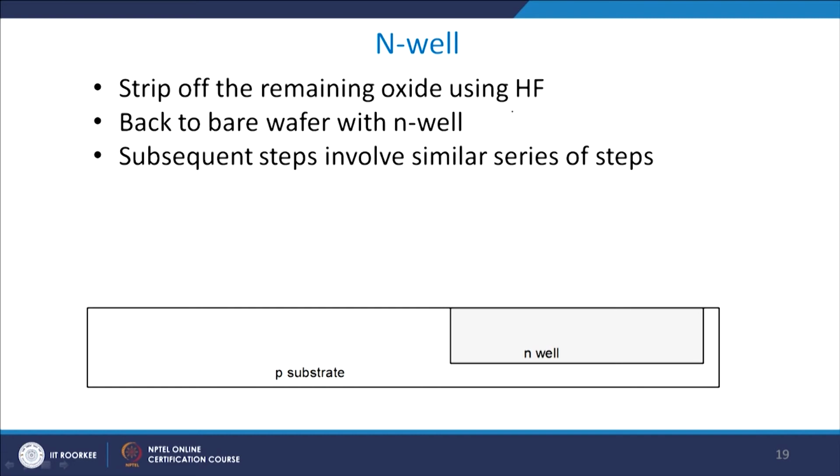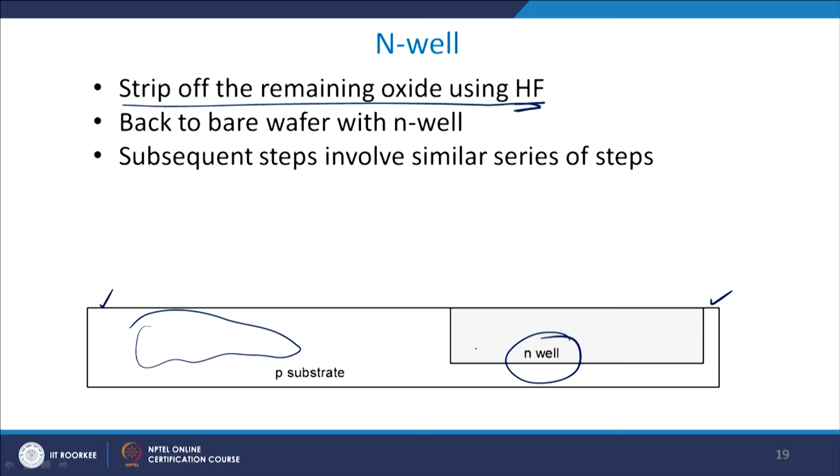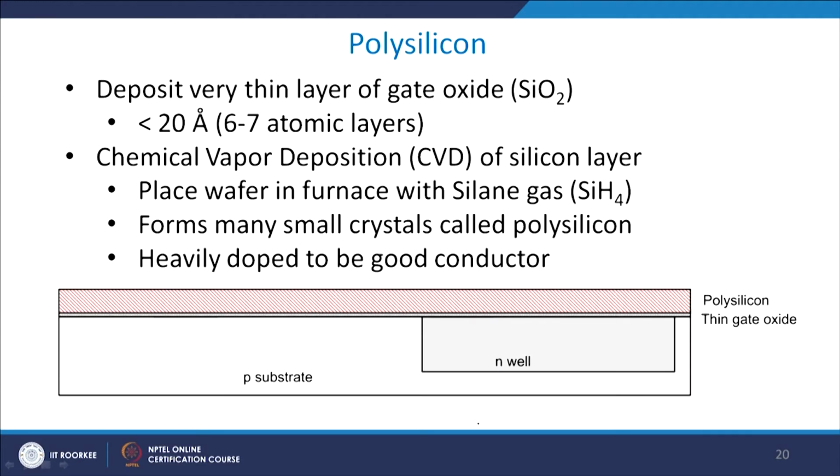Now, we come to the N well. Using HF or hydrofluoric acid, we strip off the remaining oxide, right. Whatever oxide layer was at this point and at this point, we just use HF to remove it. Then what we have now is the bare silicon wafer, which is this one, and we also have the N well which is kept here, right, and then we will be using similar steps later on.